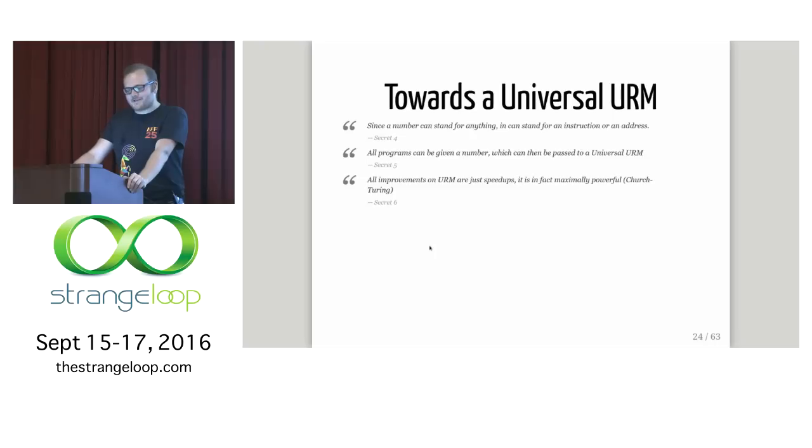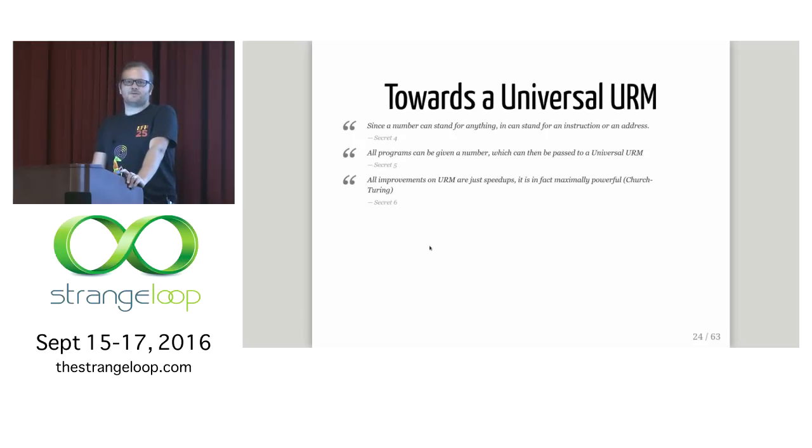So three of Dan Dennett's seven secrets are, and this is where he becomes a little hand-wavy. He says any number can stand for anything. And he gives an example of the way a computer program can either be Excel or a flight simulator or whatever. It's fairly standard stuff. We all know we can write programs that do arbitrary things. So he says all programs can be given a number, which can then be passed into a universal unlimited register machine, which is obviously a really cool idea. And he says all improvements on the URM, so any fast PCs you've got, are just speed-ups. So the power of this device is equal to anything else, so it's equivalent via so-called Turing equivalence. So that's the Church-Turing thesis.